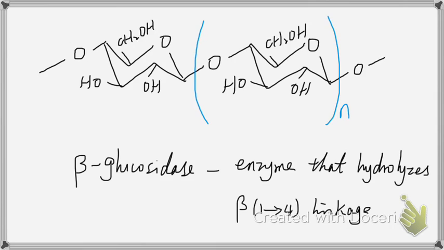Beta-glucosidase is the enzyme that can hydrolyze beta-1,4 linkage. And emulsin, the enzyme that we talked about before that can hydrolyze beta-1,4 linkage in cellobiose, is one type of beta-glucosidase.